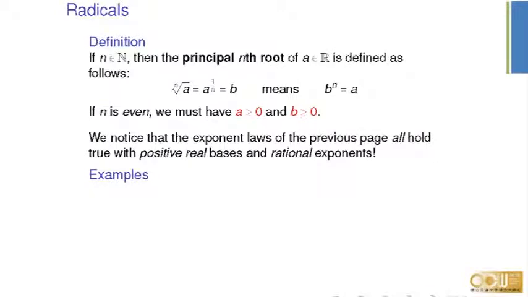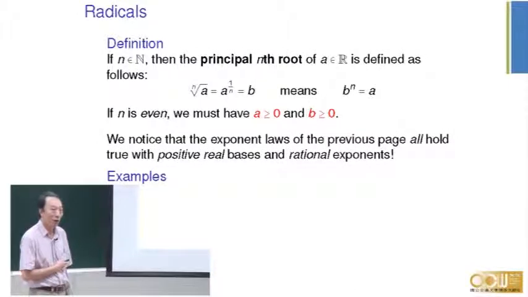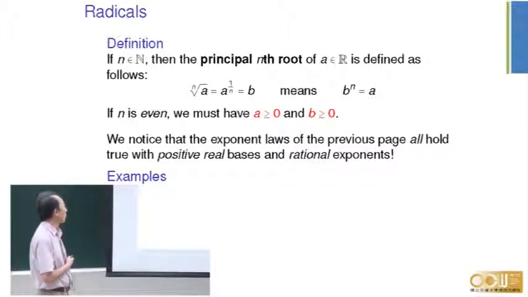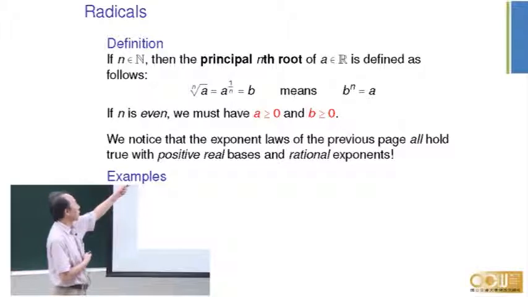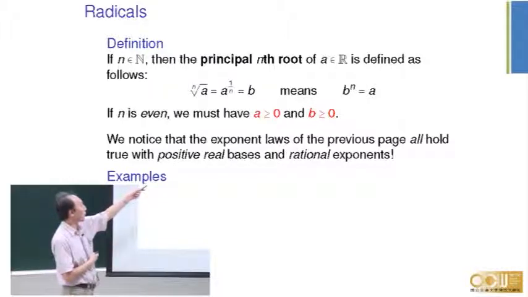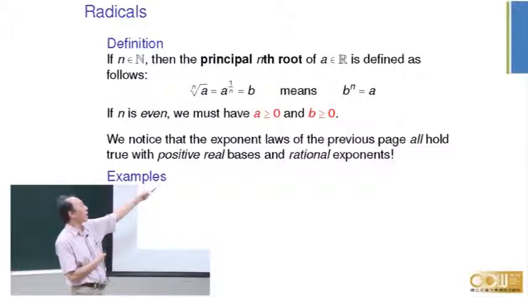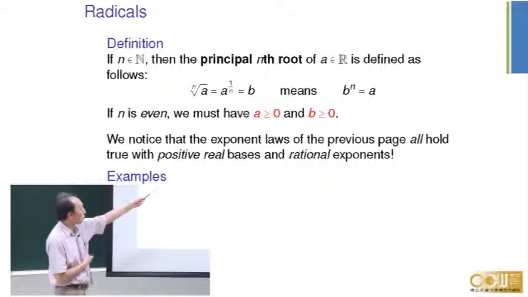About radicals. The purpose of this is to expand the exponent notation to rational numbers. Let n be any positive integer. The principal nth root of a can be written as a to the power of 1 over n, which equals b, where the quantity b is chosen such that b to the power of n equals a.